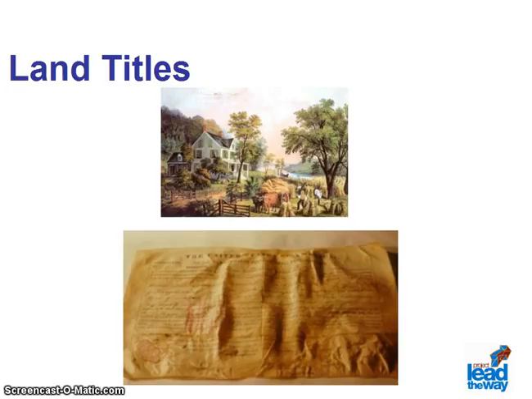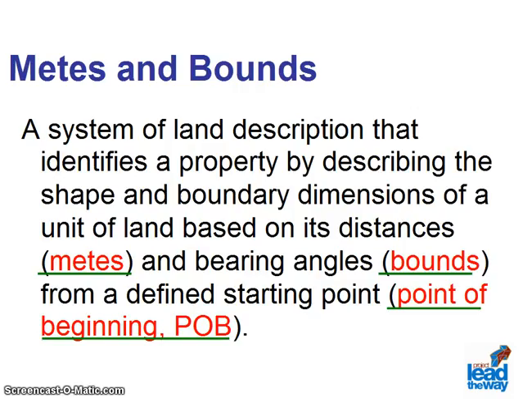Surveyors were hired to define and record land boundaries often described by some geographic phenomenon, such as a river, stream, mountain, or even configuration of rocks and trees. There were no rules defining how land was to be assigned, therefore irregular plots were not uncommon. The Metes and Bounds system was born. The Metes and Bounds system is a method of land description that identifies a property by describing the shape and boundary dimensions of a unit of land based on its distances and bearing angles from a defined starting point.